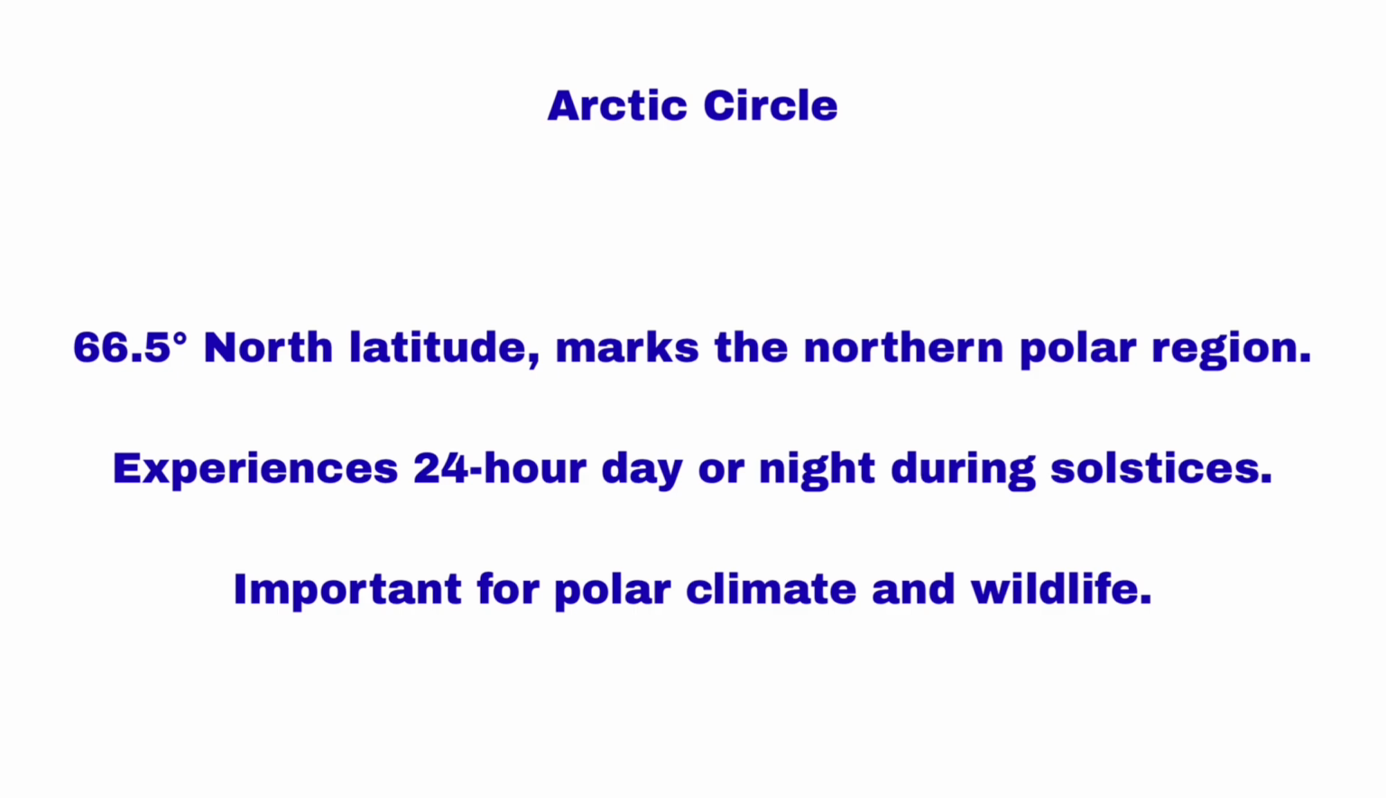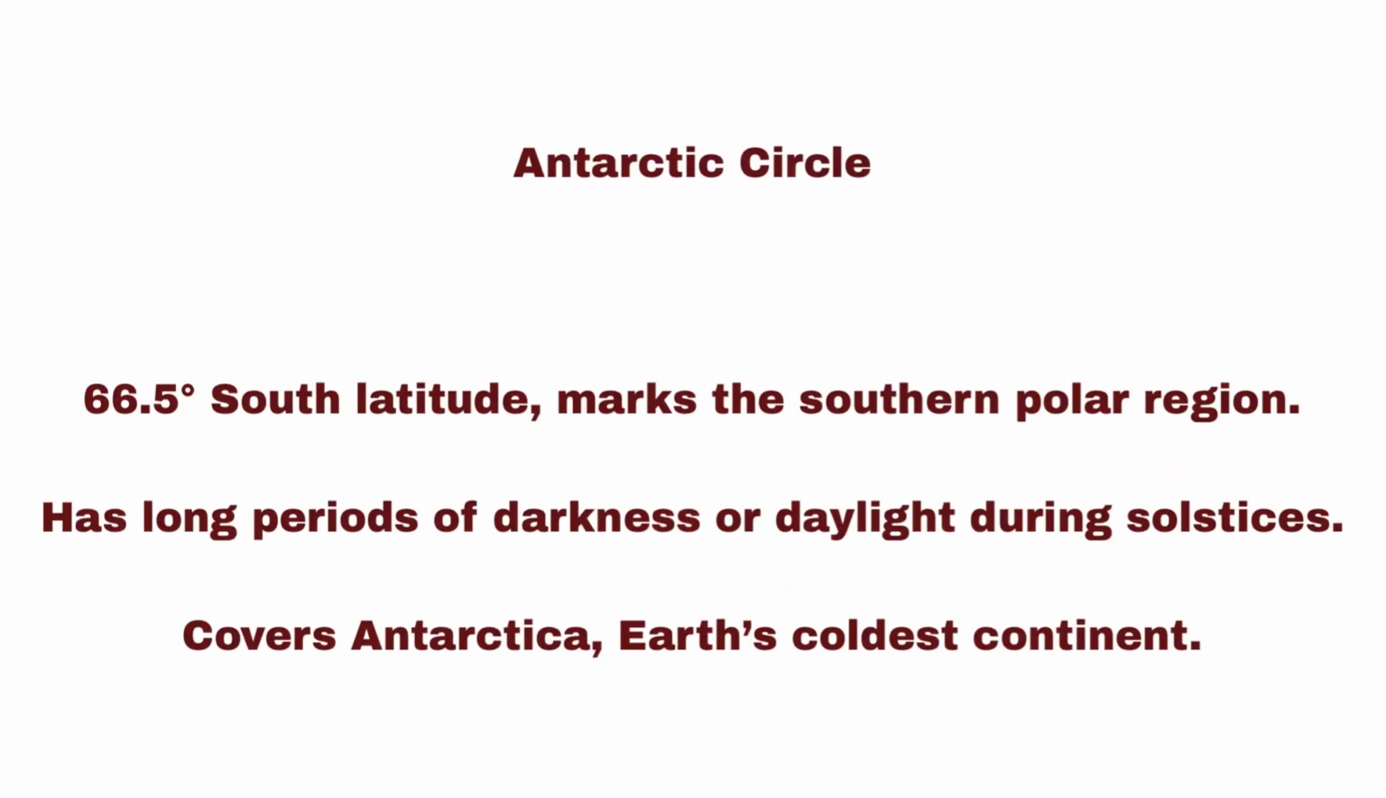Antarctic Circle. The Antarctic Circle is an imaginary latitude located at 66.5° south of the equator that experiences continuous day and night at certain times of the year and marks the southern polar region. The weather here is extremely cold, covered with ice sheets.